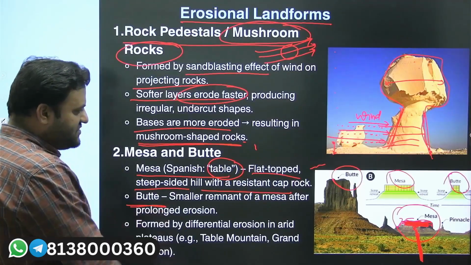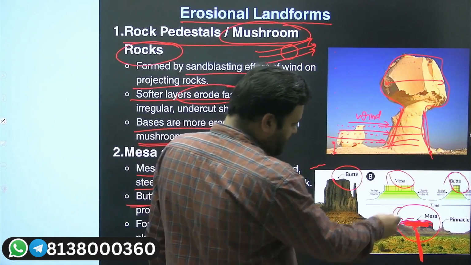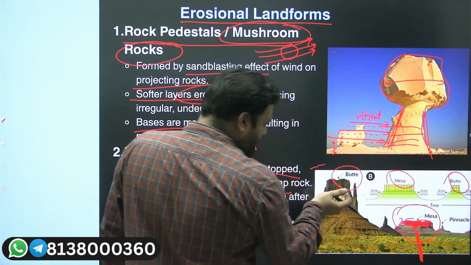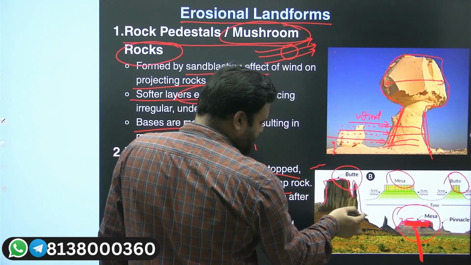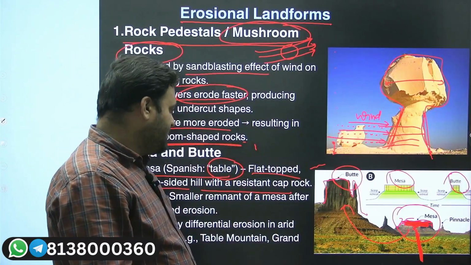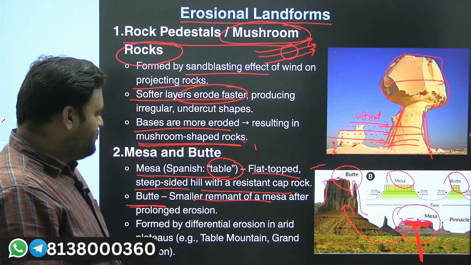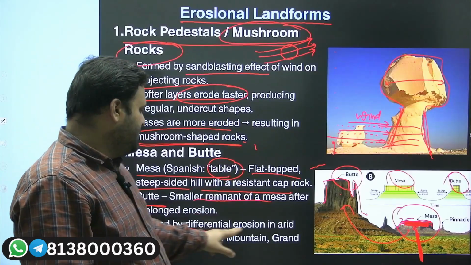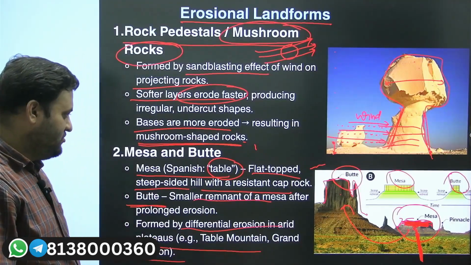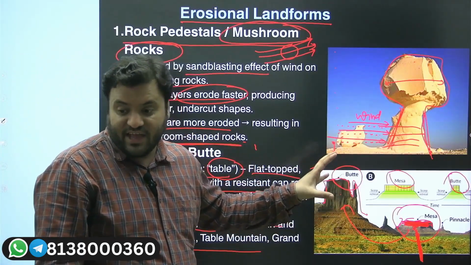Then we have a butte. A butte is basically a small remnant of a mesa after prolonged erosion. If it is subjected to erosion, abrasion, attrition, ultimately it will transform in this way, and the residual part will be very small. So the mesa will be eroded further, and when it is eroded further, that will be called a butte. Butte means a smaller remnant of a mesa. These are formed by differential erosion. Some will be found on the Table Mountain, Grand Canyon, you will see in USA. So they are examples where you can see mesa and butte as Aeolian landforms.